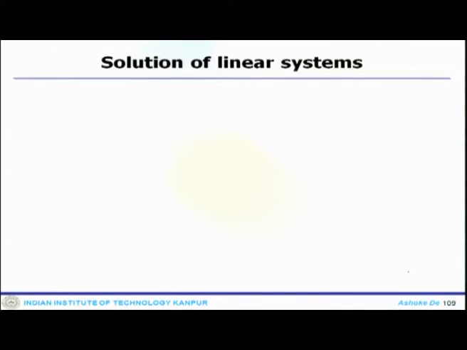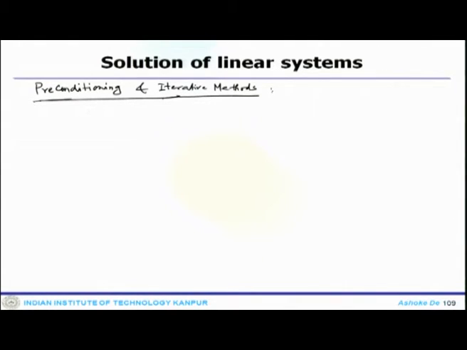Now we move to an important topic which one needs to know while talking about the iterative process, which is the preconditioner or preconditioning and associated iterative methods. So that is one thing. So what is preconditioning? Why do we use preconditioning?